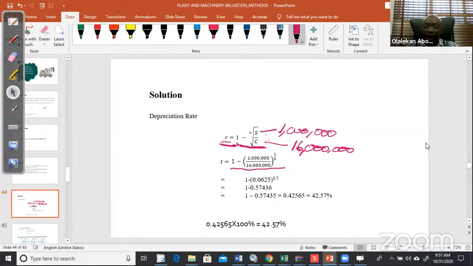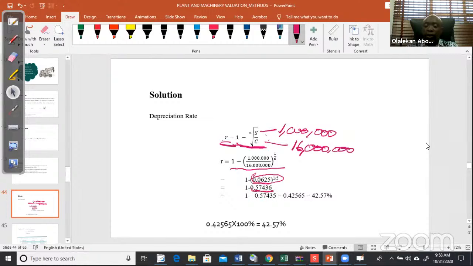So you have everything in brackets here. You first of all solve everything in the bracket, which gives us 0.0625. I've allowed four decimal places. If I had said 0.06, the error would be more. So 0.0625 raised to the power 1/5. Again, you solve the one in the bracket, which is raised to a power. You have to solve all this, and when you solve it, it will give you this.